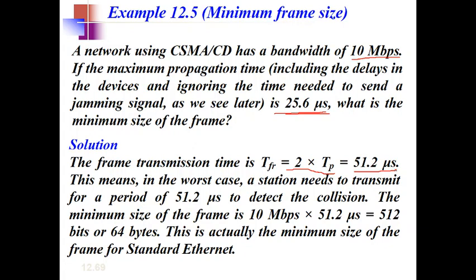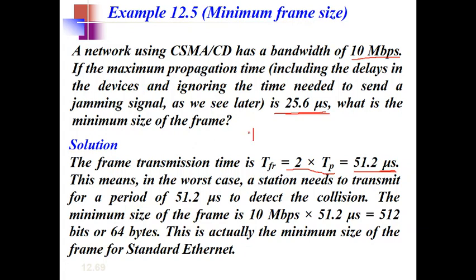So that means if the device wants to identify the collision before it completes the transfer of the frame, it has to transfer the frame for at least 51.2 microsecond. If it completes before that, then it cannot retransmit the frame. Why? Because there is no copy. So if the device wants to send for this much period of time, what should be the length of the frame? What should be the number of bits in that frame? So that can be identified with the formula.